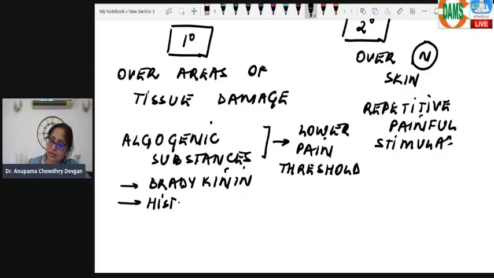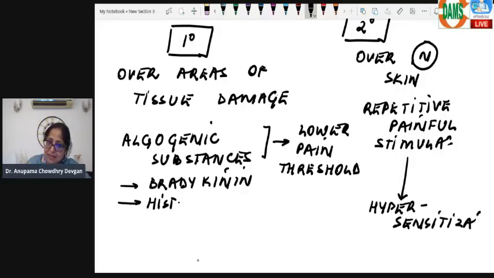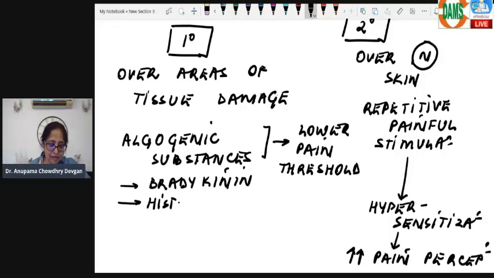Repetitive painful stimulation over the same area produces what is known as a hypersensitization. There is a hypersensitization, and that in turn increases the pain perception. Right? This increases the pain perception. This is what is secondary hyperalgesia. This is over a normal skin. Repetitive painful stimuli over the same area over normal skin will produce what is known as a hypersensitization, sort of a temporal summation. Right? The stimuli are getting summated, so it causes hypersensitization, which in turn increases the pain perception.